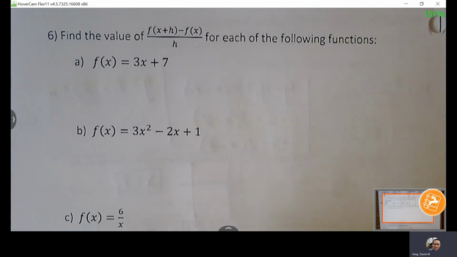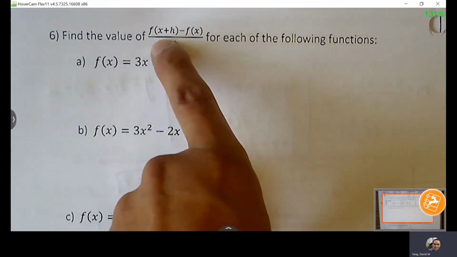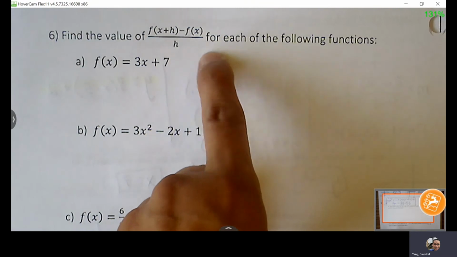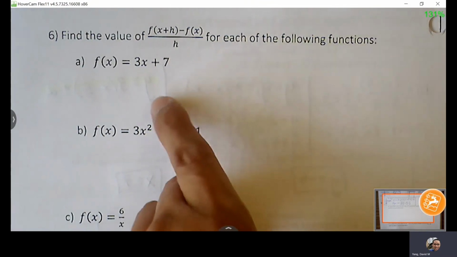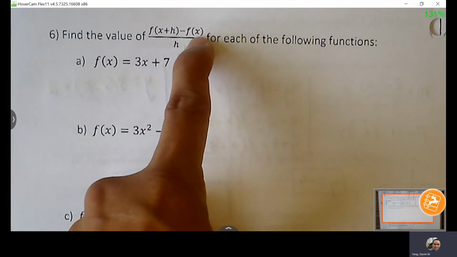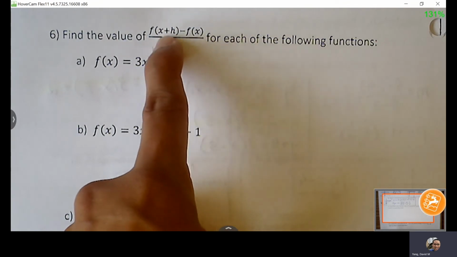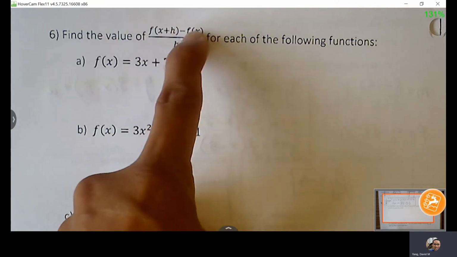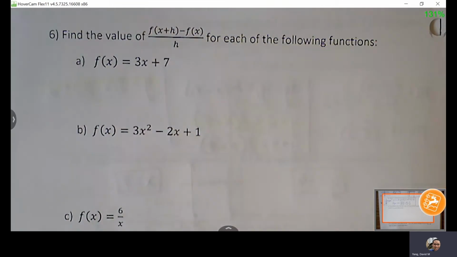So number 6, it says find the value of f of x plus h minus f of x over h for each of the following functions. What we're going to do is try to find a replacement for f of x and f of x plus h, get the numerator out of function notation so that we can combine terms and get it down to an equivalent expression for this particular function.